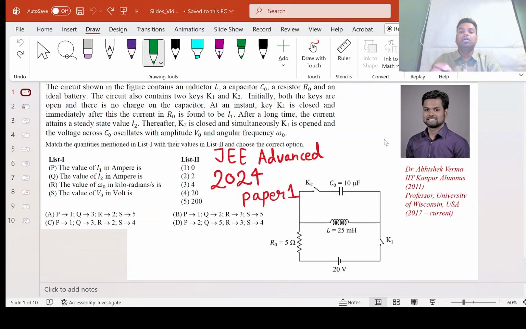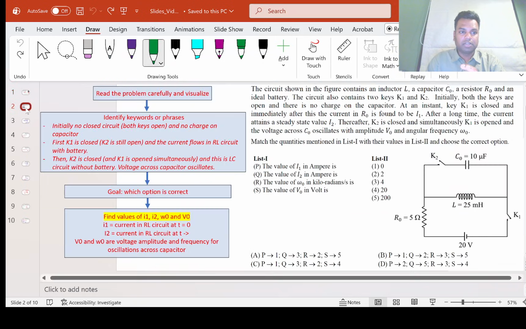In this video, we will work on this problem from 2024, paper 1. First step, read the problem carefully, identify key points, what the problem is about. As you can see in this problem, we have a capacitor C0, resistance R0, inductor L, and a battery.